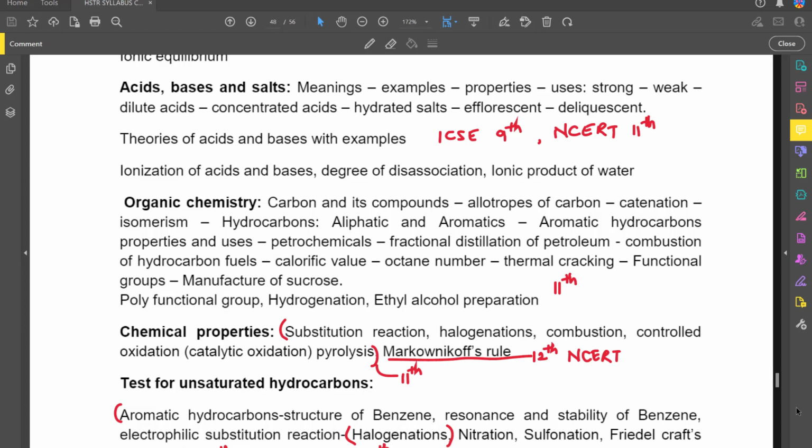Next is chemical properties. For chemical properties, substitution reaction, halogenation, combustion, controlled oxidation, and pyrolysis, up to there you will find in the class 11th chemistry book. But Markovnikov's rule you will find in the class 12 book. Okay, you will find this in the PUC second year book. So for this chapter you need both the PUC first year and second year books.